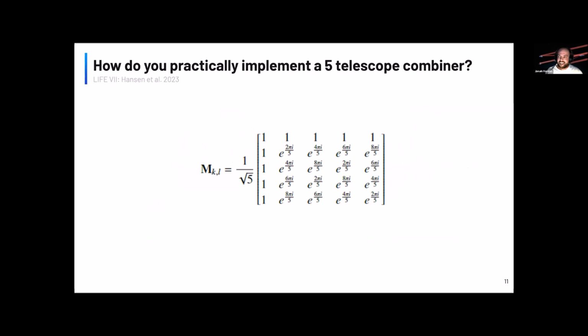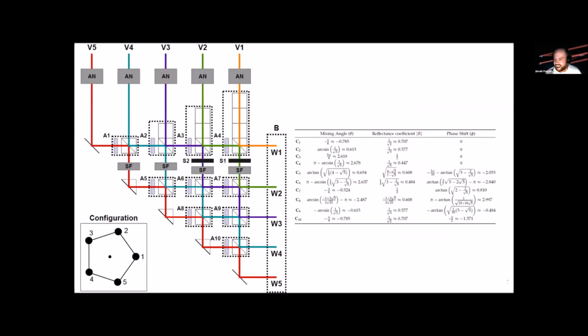With a 4 telescope design, you can build it with pairs of two-way couplers. But how do you create a beam combiner that performs the function of this complex matrix here? The answer is potentially something like this, which is a set of cascading beam splitters and phase shifters based off the work of Guillaume in 2013. You need to have a set of beam splitters and phase shifters with fairly precise reflectance coefficients and phase shifts that mix the light in such a way that you get this lovely output at the end.